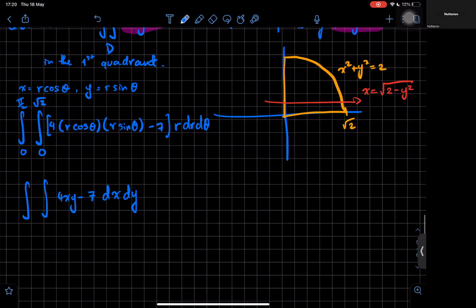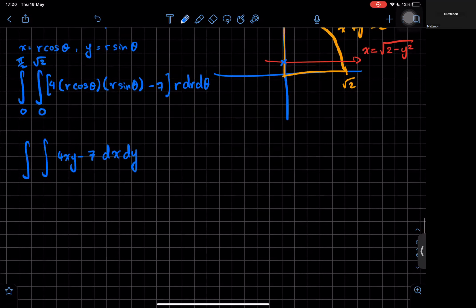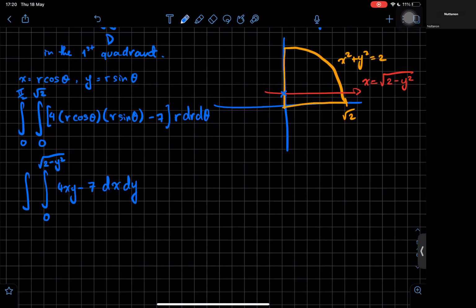x passing this one first, which is x equal to 0 to square root of 2 minus y squared, and integrate from y equal to 0 until the square root of 2. You can do it this way, or you can do it as dy dx also.